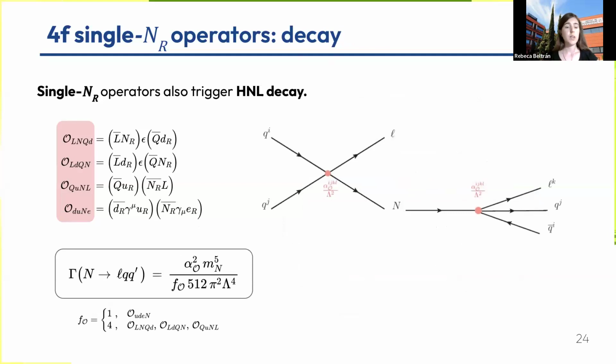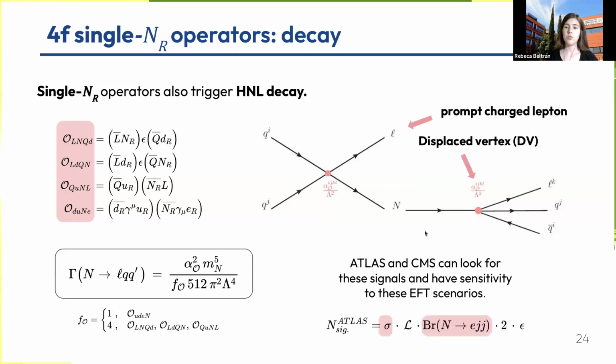Okay, so one feature of these single-lane operators is that in addition to production, they can also trigger the HNL decay. So the HNL can decay back to a charged lepton and some quarks or jets, and the corresponding decay width is inversely proportional to 4 powers of lambda. So if this quantity is small, this will result in large decay lengths. So this could lead to some displaced vertex at colliders.